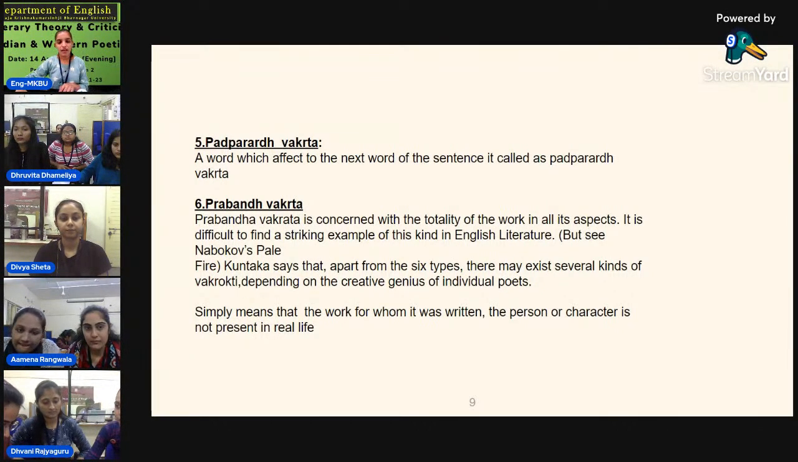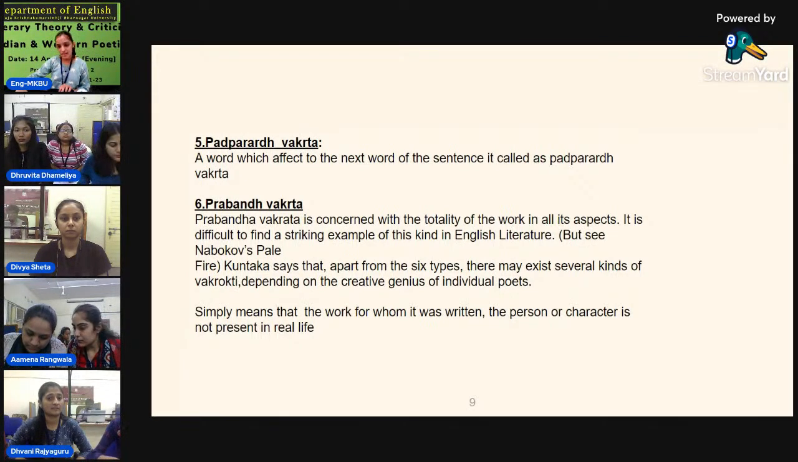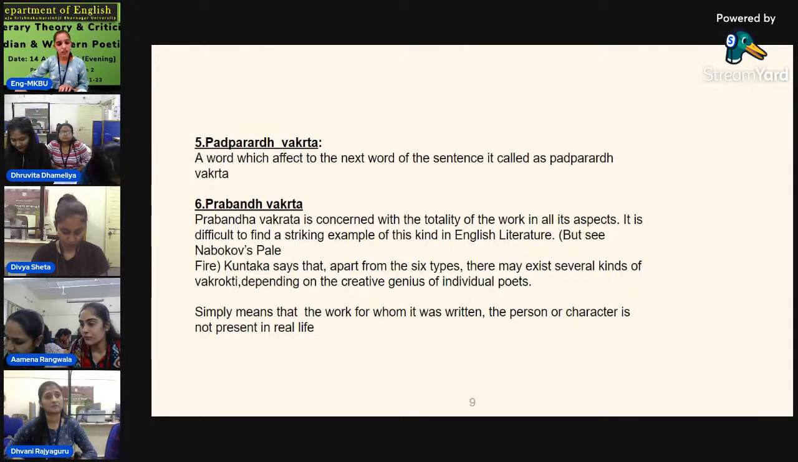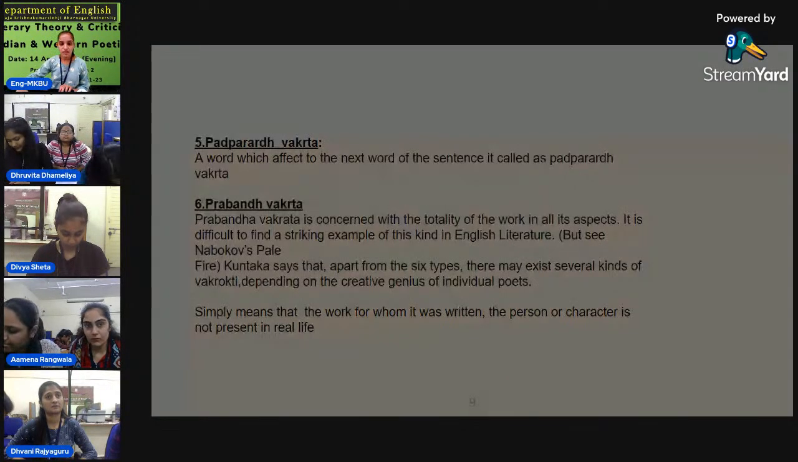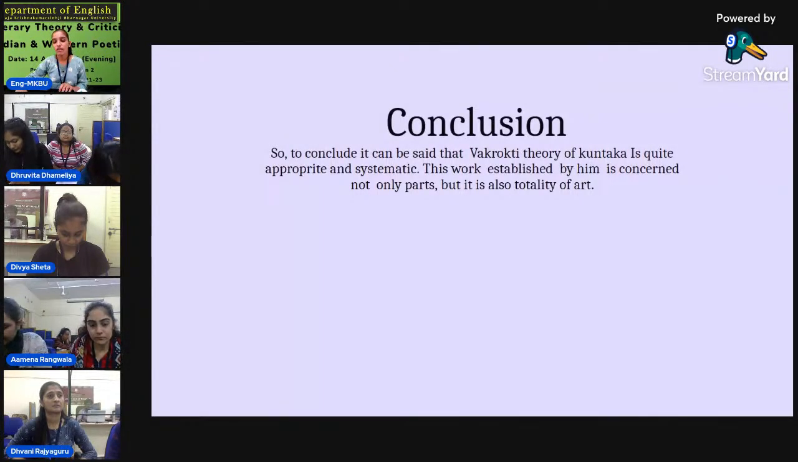Prabandh Vakrata. Prabandh Vakrata is concerned with the totality of the work in all its aspects. It is difficult to find a striking example of this kind in English literature. Kuntaka says that apart from the six types, there may exist several kinds of Vakrokti depending on the creative genius of the individual poet. Simply means that the work for whom it was written, the person or character is not present in real life. So to conclude, it can be said that Vakrokti theory of Kuntaka is quite appropriate and systematic. This work established by him is concerned not only with parts, but also with the totality of art.